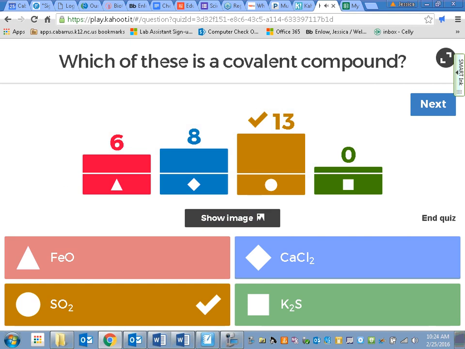Okay, how would one figure this out? Right, you look at the nonmetals. Covalents are between two nonmetals. The only one that has two nonmetals is sulfur and oxygen. This has got a calcium and a potassium and iron in it. Those are all metals. Those are out.